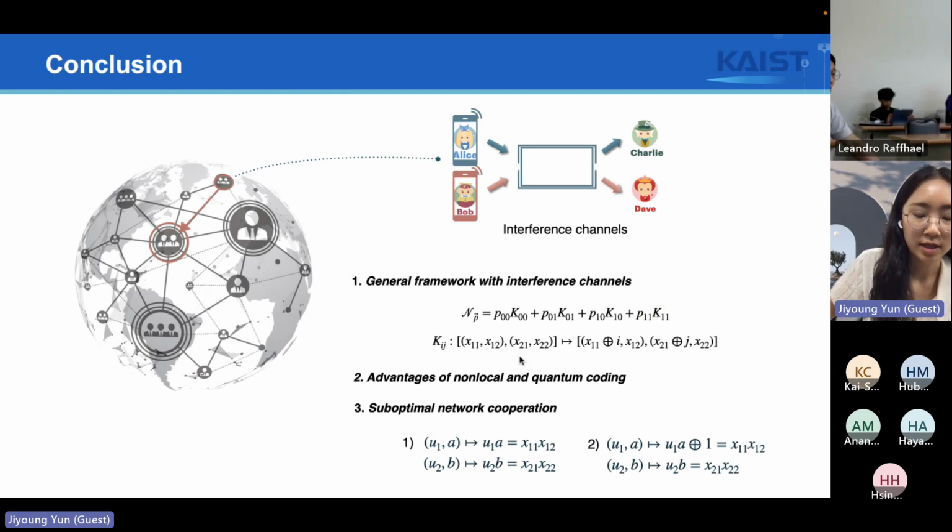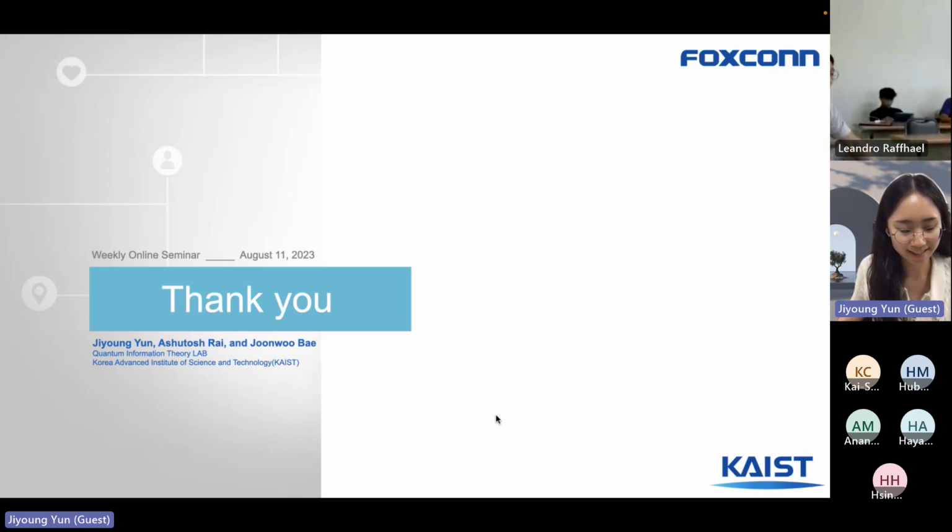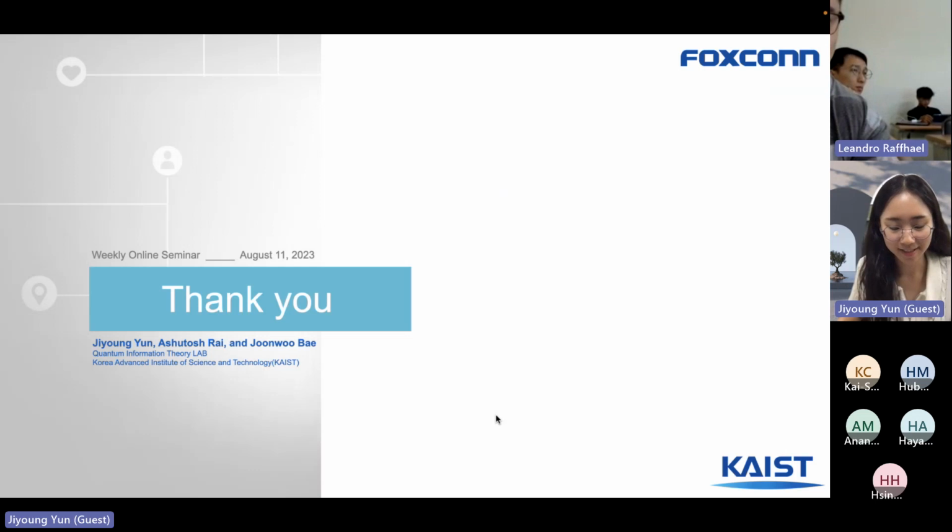So in conclusion, in this work, we made a general framework with interference channel, and we showed the advantage of non-local and quantum coding, and then suggested a suboptimal network operation strategy for any non-local network coding. So that was my presentation, and thank you for listening. If you have any questions, please ask me.